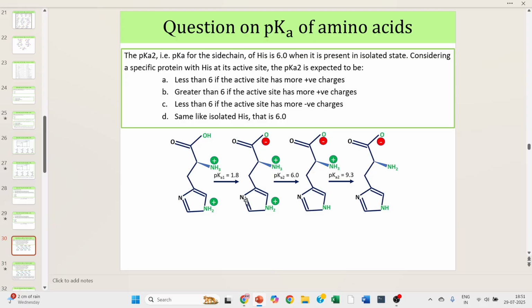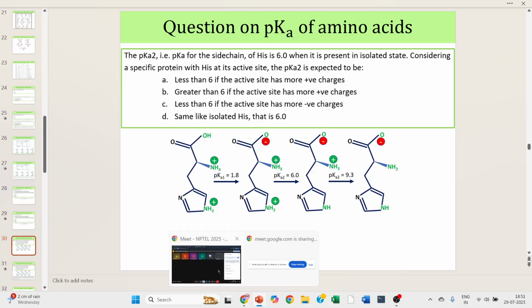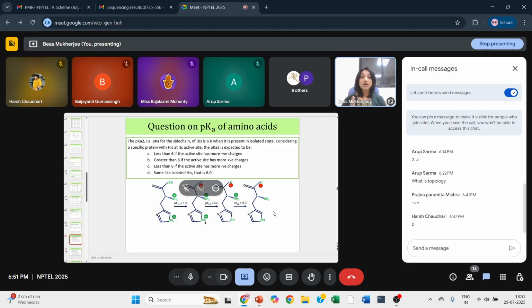Okay, so now we go to another question. Now I told you that histidine and its pI is very significant in nature. Look at this question and try to understand. So the pKa2, that is the pKa for the side chain of histidine, is 6 when it is present in the isolated state.